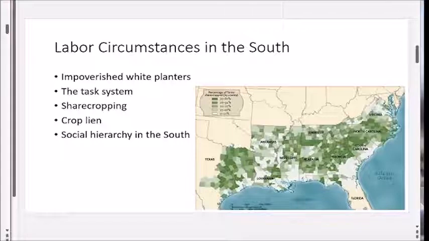But now, after the Civil War, during this period of Reconstruction, what's the labor system like? How does it work? Well, you have a number of white planters who used to be quite wealthy, now poor. They're impoverished. And why is that? It's because of the effects of the war.